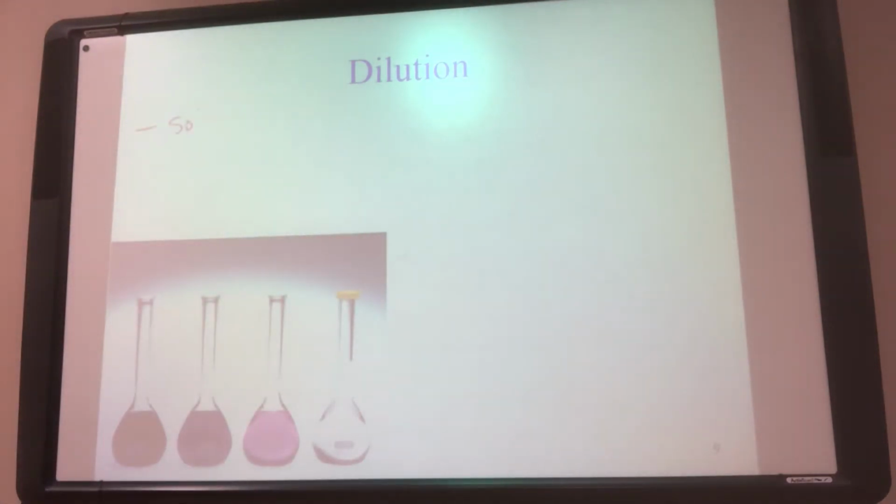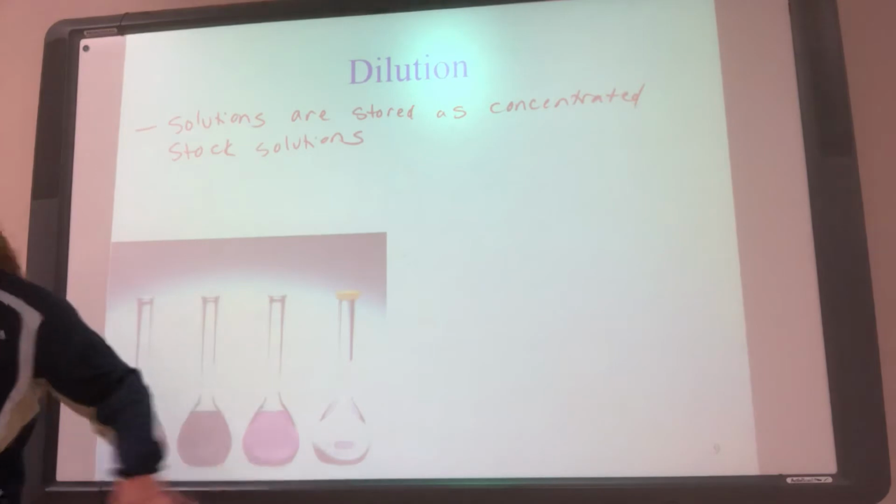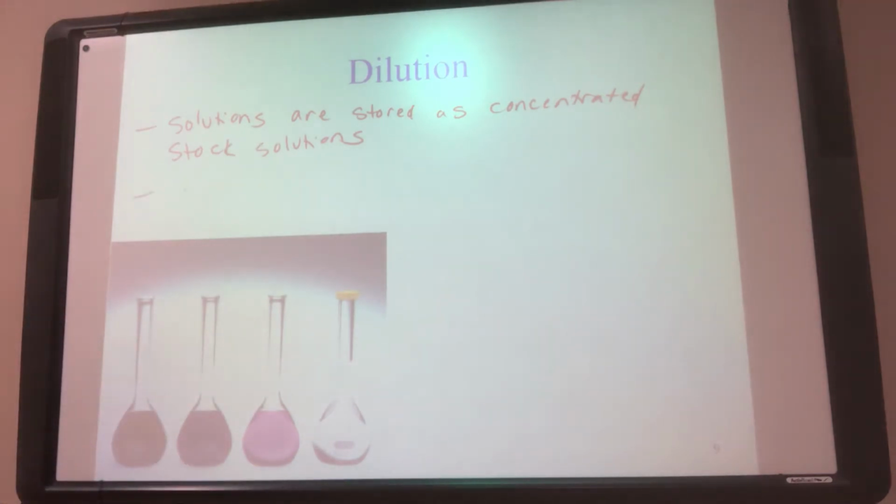So, our solutions are stored as concentrated stock solutions. So usually we have them really strong, that's how we buy them, and then we can make the other ones. So we want to make lower concentrations. So we need to be able to do a dilution. And so there's going to be an equation for my dilution. So let's talk about this.